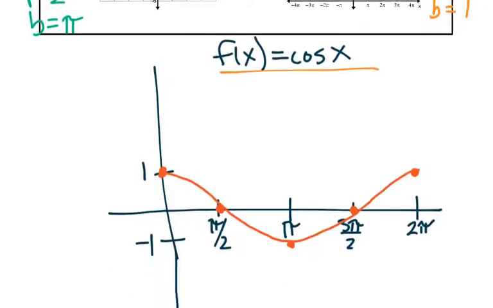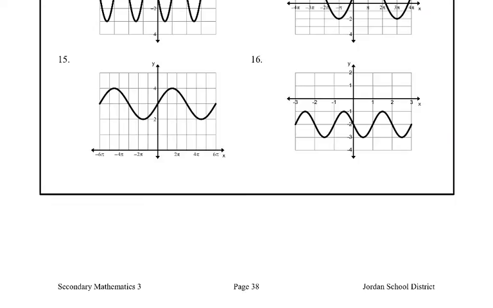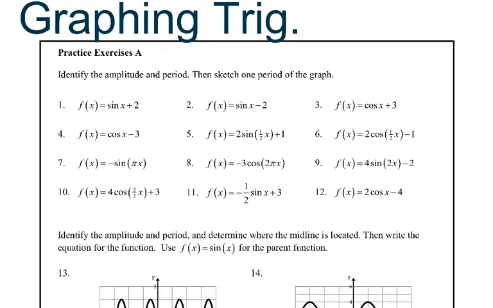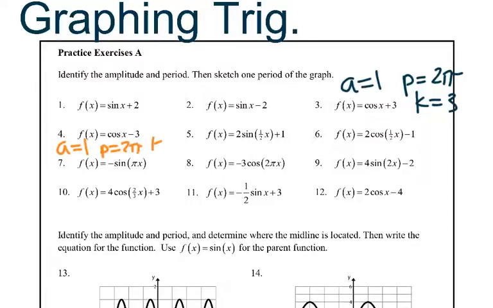Okay? All right. Now let's just look here and deal with the cosines. We'll graph as many as we can get through. So, amplitude would be 1. Period would be 2 pi, because b is 1. K would be 3. For amplitude of 1, period of 2 pi, k would be -3.